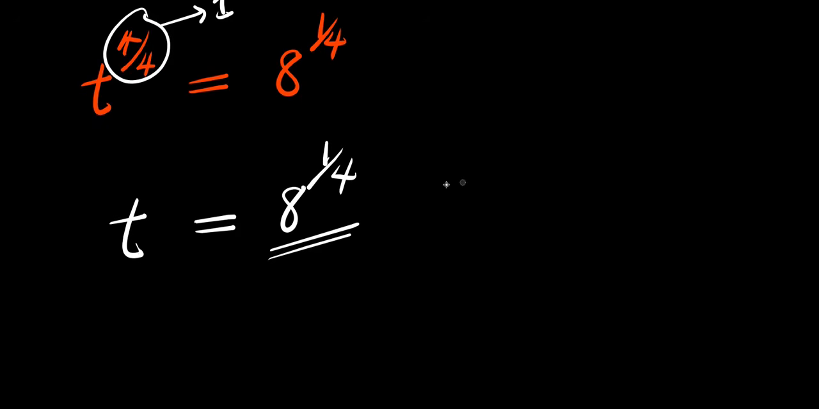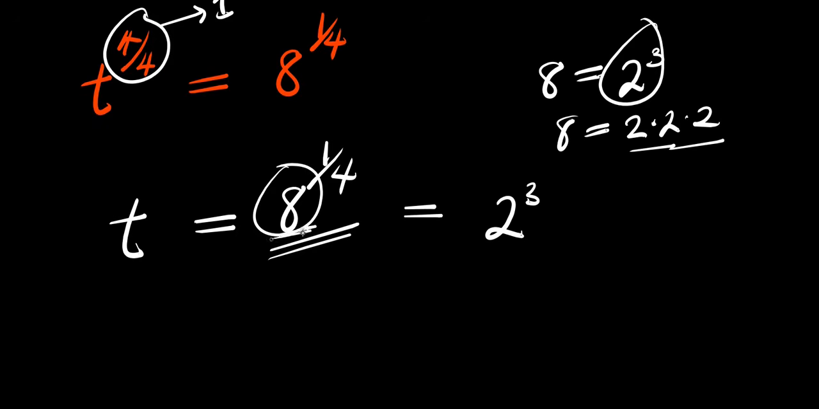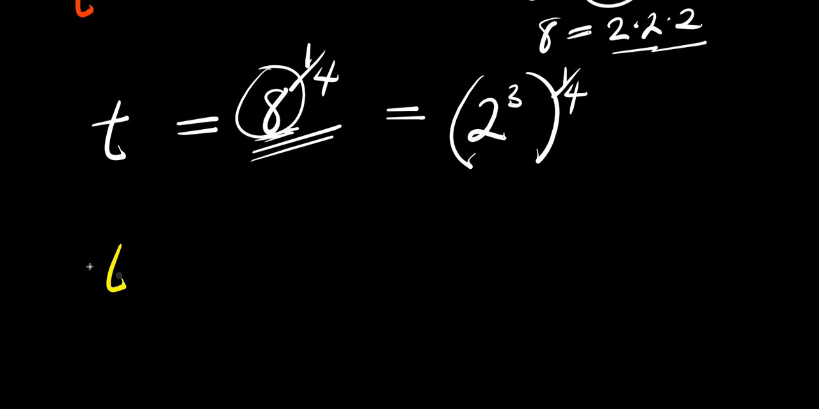We can as well transform this. Remember, 8 is the same thing as writing 2 to the power of 3. That means 8 equals 2 times 2 times 2. 2 times 2, 4 times 2, 8. So we can replace this 8 here with this. So we simply have this is 2 power 3. That is for 8 raised to the power of 1 over 4. So from here we have t equals 2 power, this is 3 times 1, we have 3 over 4. We leave it this way.